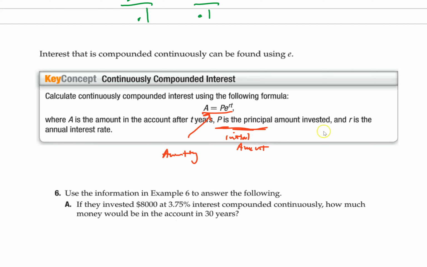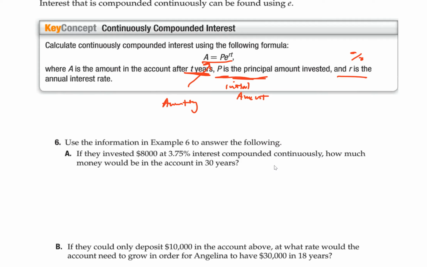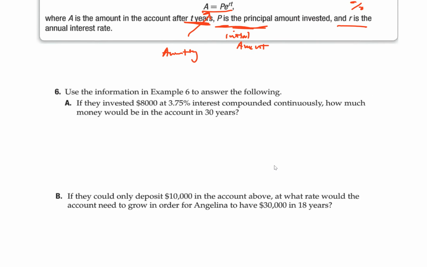And then R is rate, as always, in percent. And T is time, in years, according to this. That's it. A lot of people say this is "Pert." As always, I'll give you the formula for Pert here. But it's just a formula you use and plug in to figure out how much continuous interest you're going to use. So let's solve some examples.